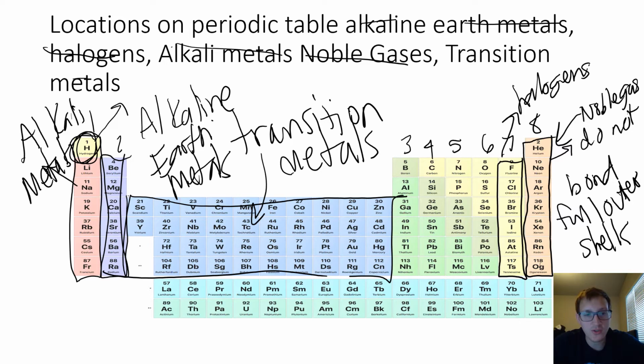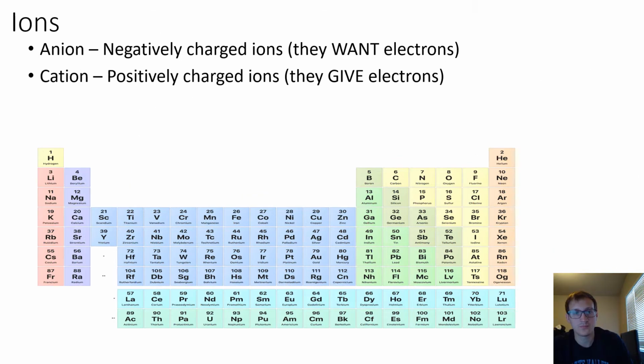Alkali metals are the first group, alkaline earth metals are the second group, transition metals go across the middle, and then on the ends we have halogens, and then we have our noble gases on the far right. All right, that leads me into talking about ions and cations.